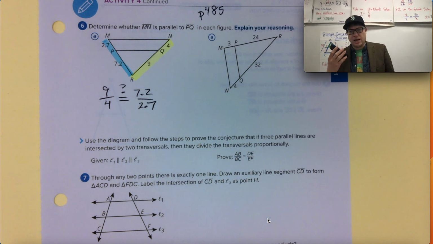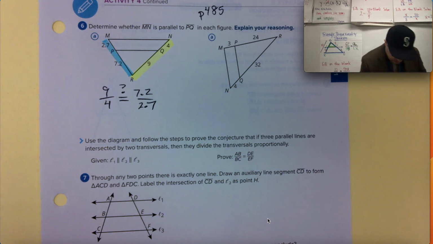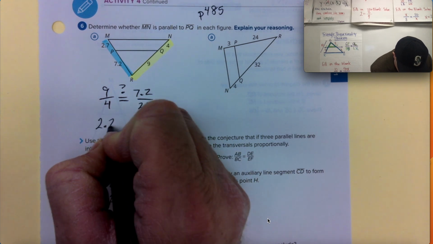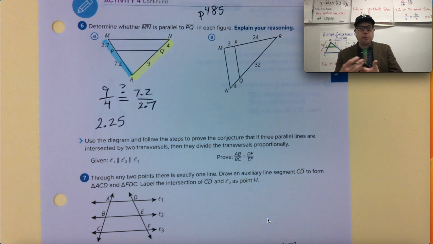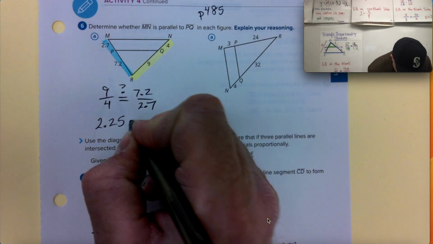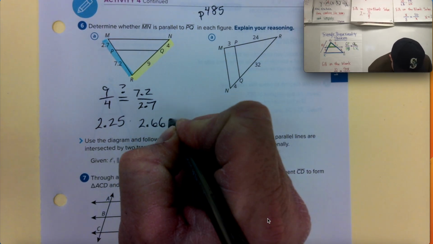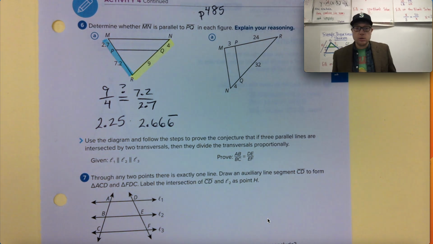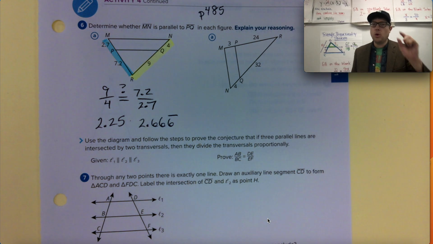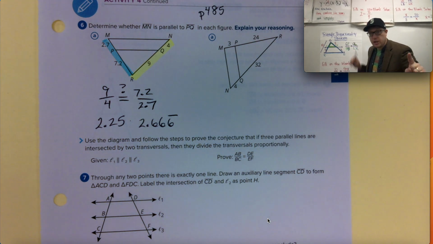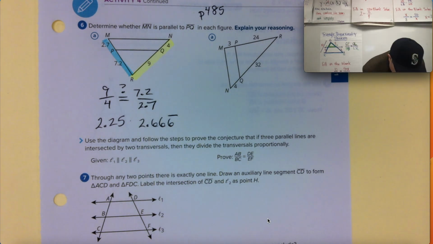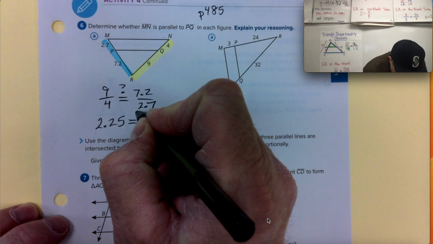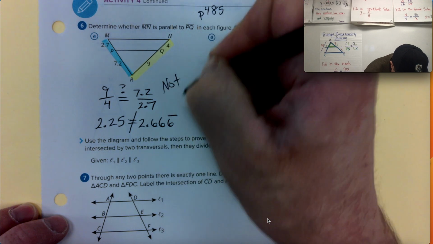Hey Siri, what's 9 divided by 4? It's 2.25. Hey Siri, what's 7.2 divided by 2.7? It's approximately 2.6666. They're not equal. They have to be equal in proportion for the sides to be parallel. So not equal, not parallel.